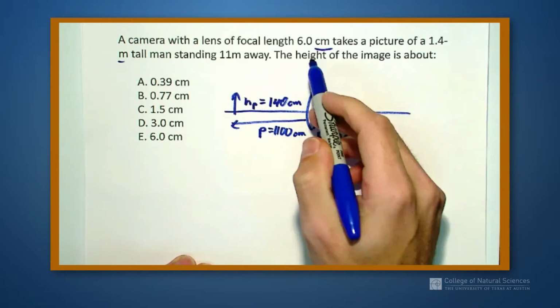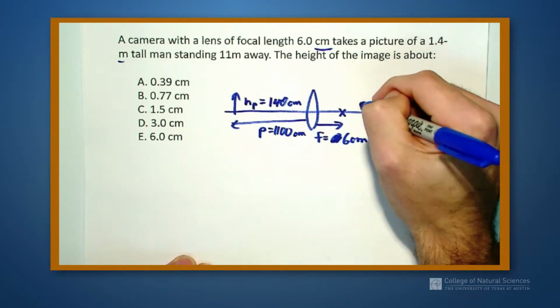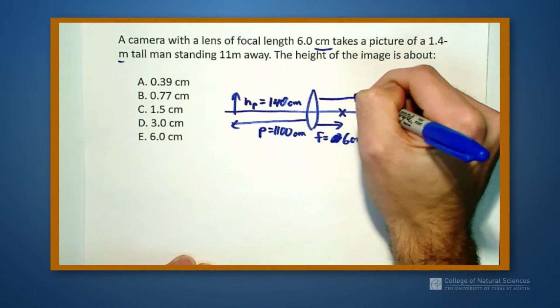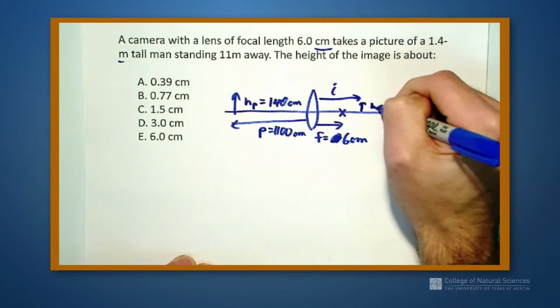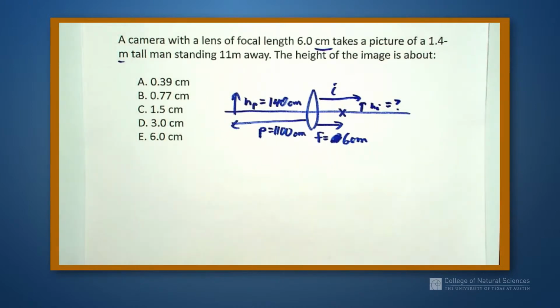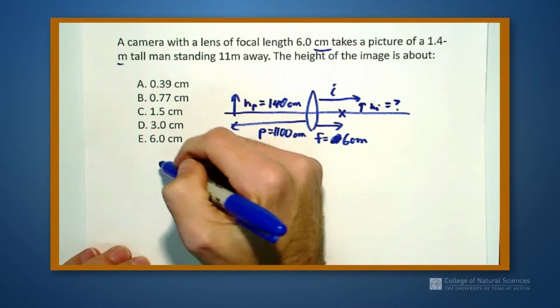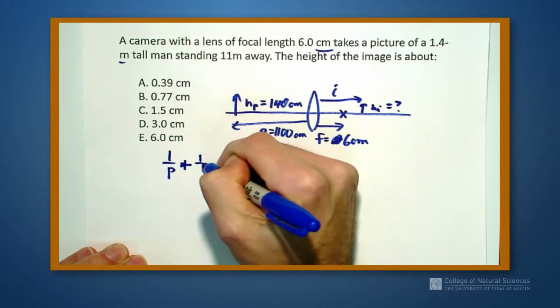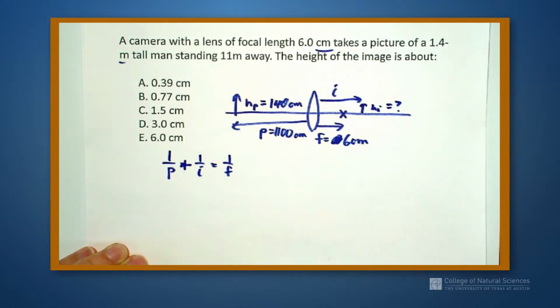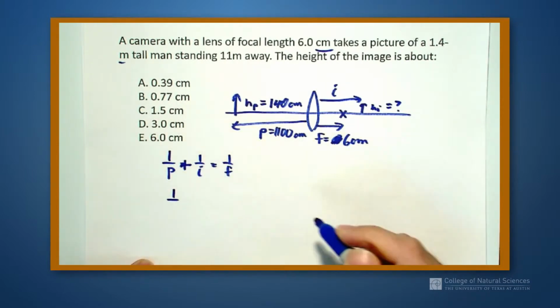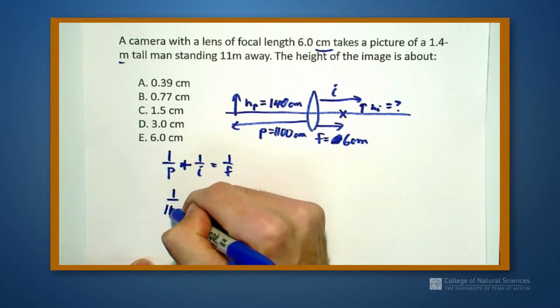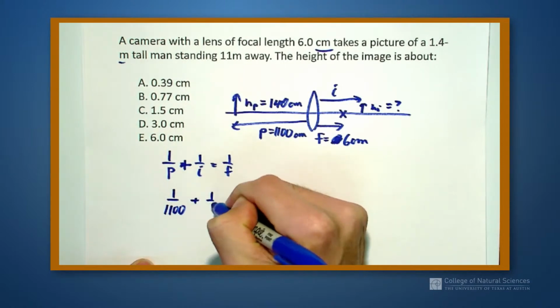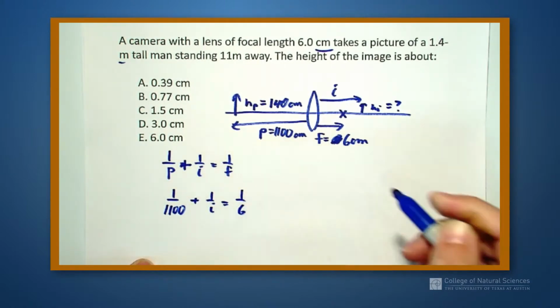And what I want to know is the height of the image. So I'm going to form some image, and it's going to have some height, and I want to know the height of the image. So I go to the equation that I know. It's 1 over p plus 1 over i is equal to 1 over f. I'm going to start substituting in values for this, and I'm going to see that I have 1 over p is going to be 1 over 1100 plus 1 over i is equal to 1 over 6.